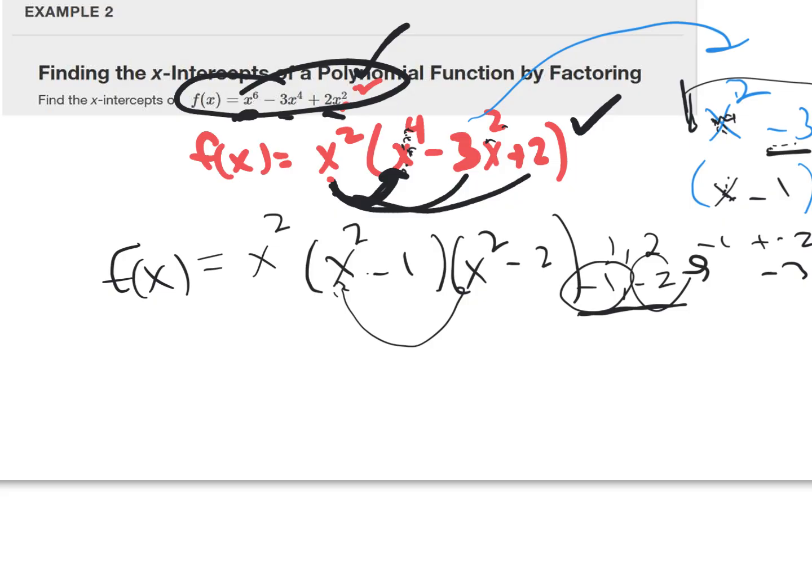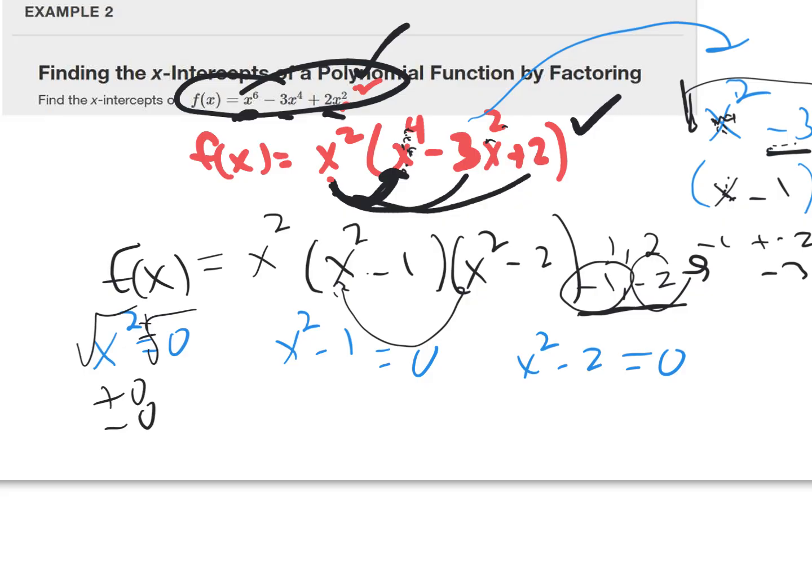What do I have to do? Set each term equal to 0. So I say x squared could be 0. X squared minus 1 could be 0. X squared minus 2 could be 0. Well, that's easy. X squared equals 0. If I square root both sides, and I use plus or minus always, I get a plus 0 and a minus 0. Well, that just means 0.